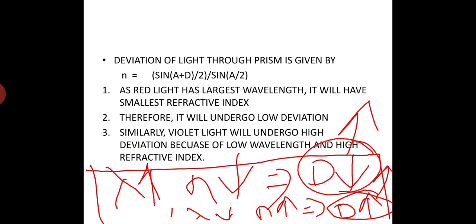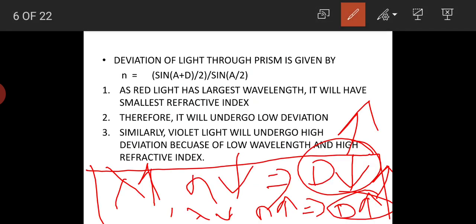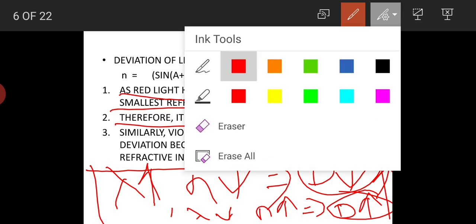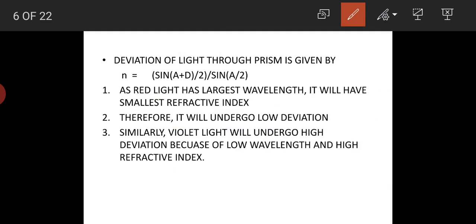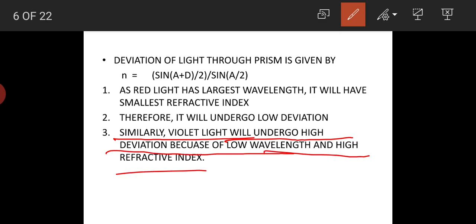As red light has the largest wavelength, it will have the smallest refractive index, therefore it will undergo low deviation, whereas similarly violet light will undergo high deviation because of low wavelength and high refractive index. So this is the reason for separation of white light into 7 colors. Finally, the conclusion is dispersion takes place because of different angles of deviation for different colors.